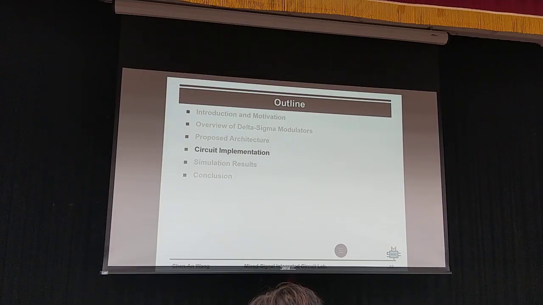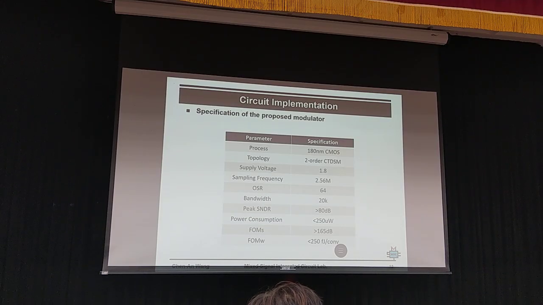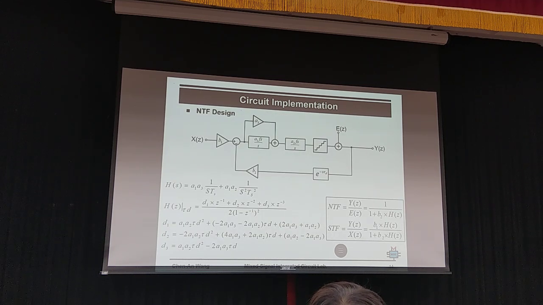After the proposed architecture, we will move on to circuit implementation. Before diving into the detailed circuit implementation, we establish the system specification table right at the beginning of our design process. This ensures that we fully meet our target for both low power and high resolution. And after establishing the specifications, we must perform precise behavioral modeling of the system.